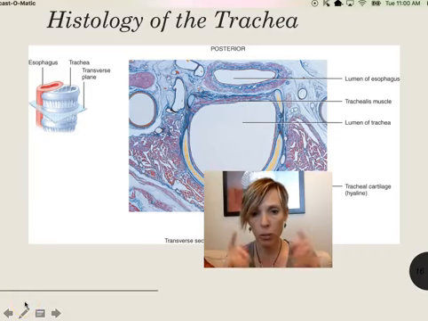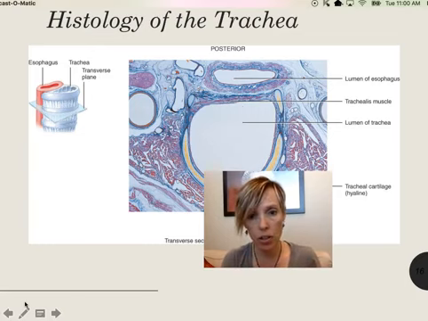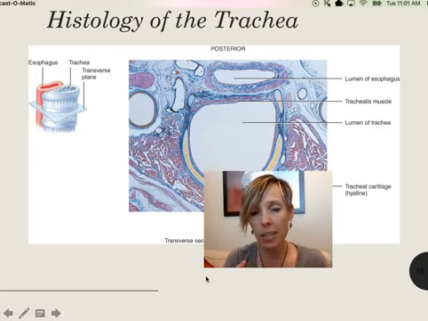All right, so hopefully you watched that video on the vocal folds and how they change shape based on the sound that you're making. Now we're going to start in on some more histology. Again, you would have seen this in lab, but it's always good to see it twice.